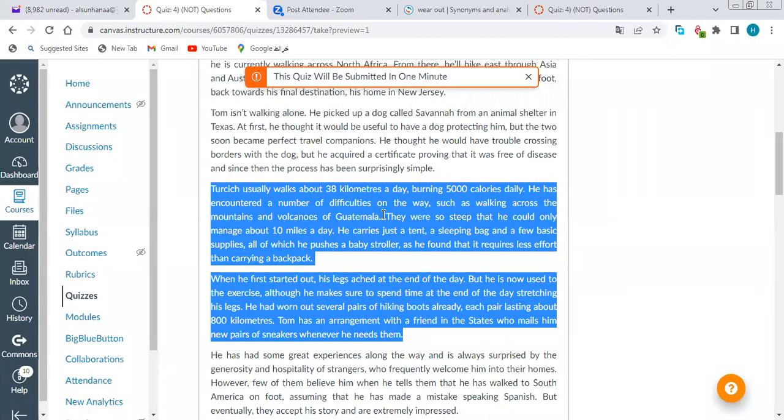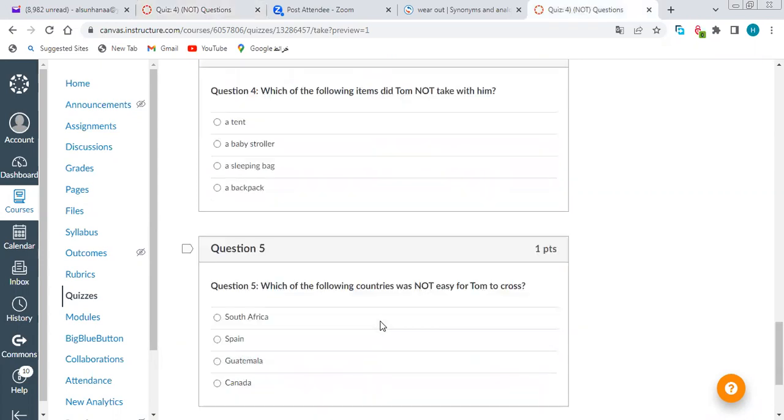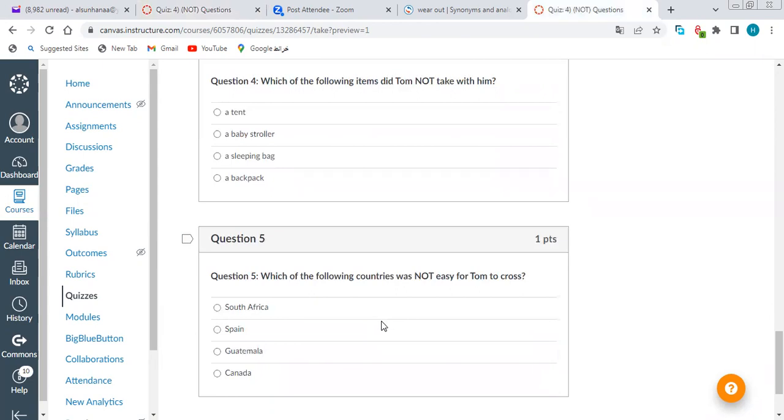Guys, your answer? Again, the question. Which of the following countries was not easy for Tom to cross? South Africa, Spain, Guatemala, or Canada? Yeah, that's right. Guatemala. Thank you, Naif. Let's go to another type of the questions.